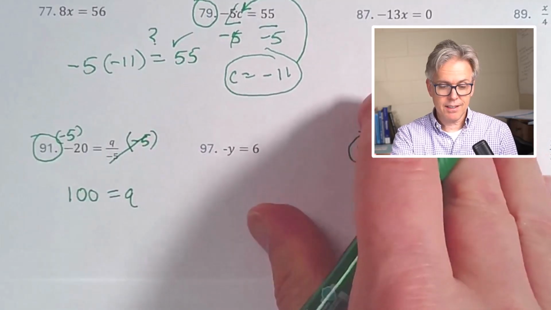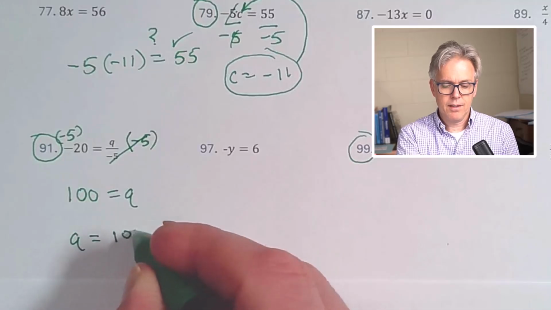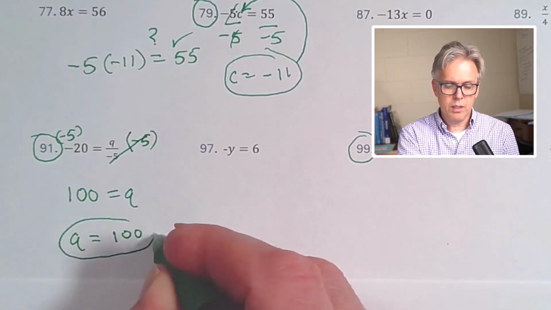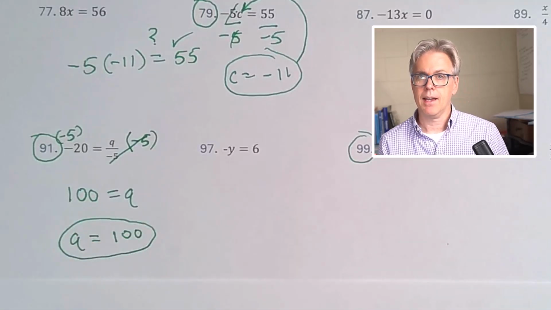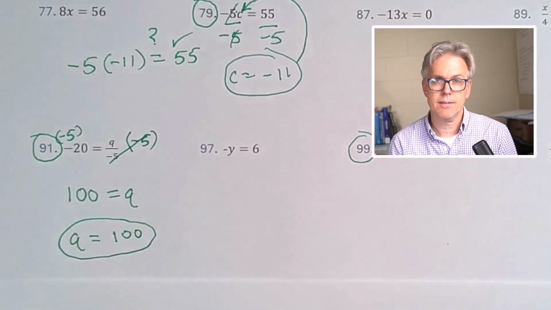And I probably mentioned this in class. I like the variable to be on the left, so I'm probably going to be rewriting this, an optional step, q equals 100. And hopefully this makes sense. We can do 100 divided by negative 5 is in fact negative 20.